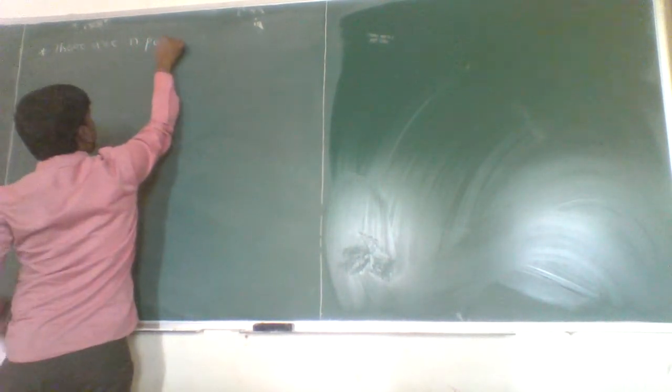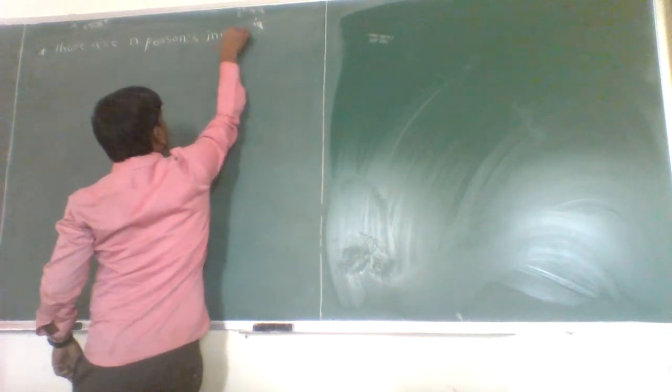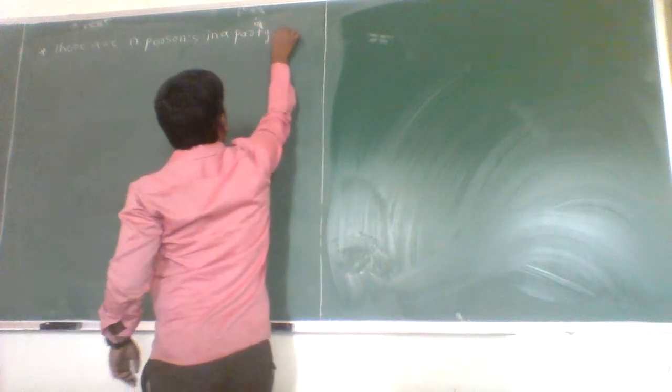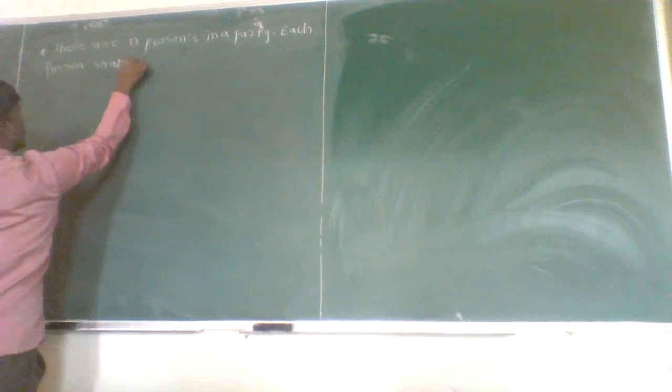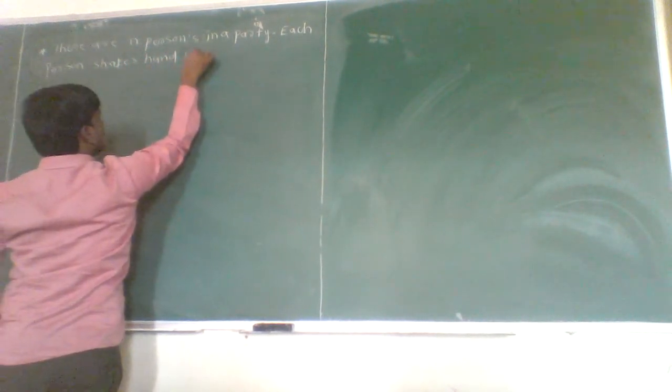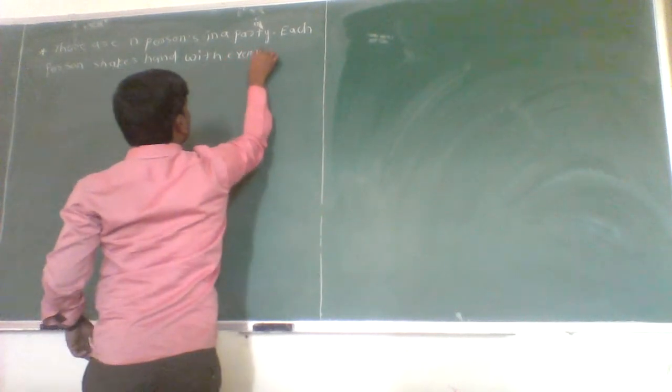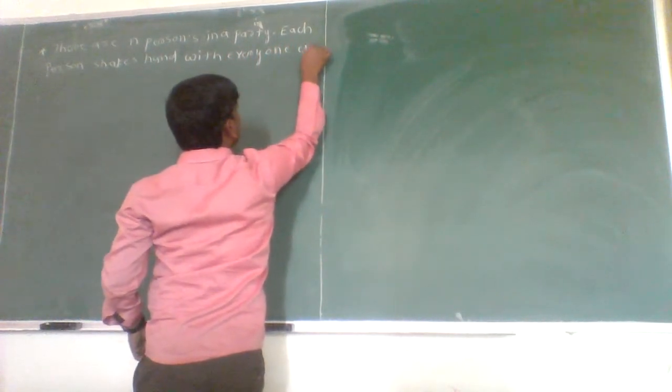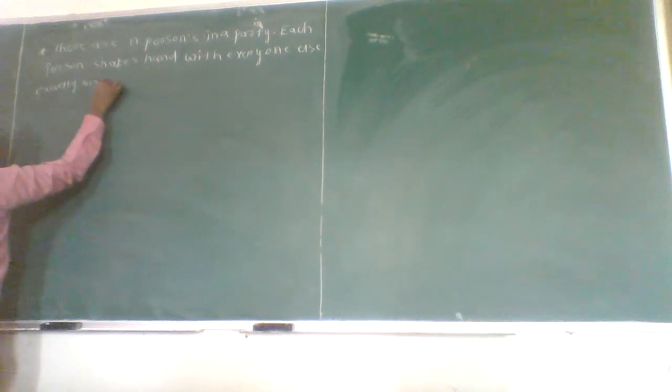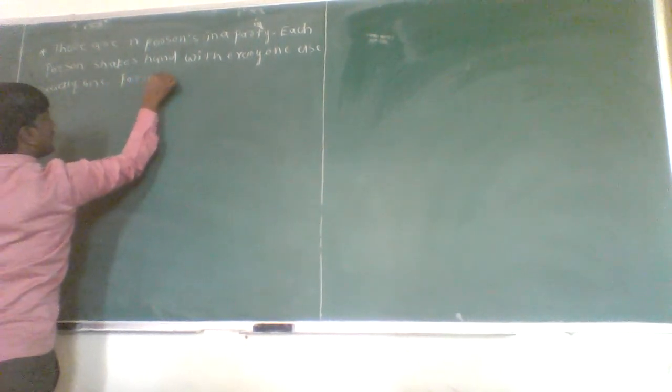There is one more example, which is: suppose there are n young persons in a park, and each person shakes hands with everyone else exactly once. Form a recurrence relation representing the number of handshakes occurred in the party, and also solve that recurrence relation.